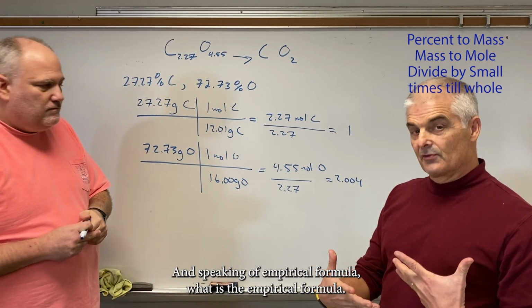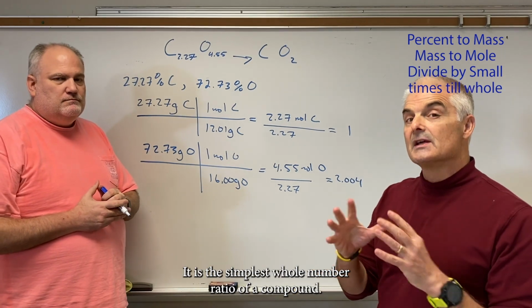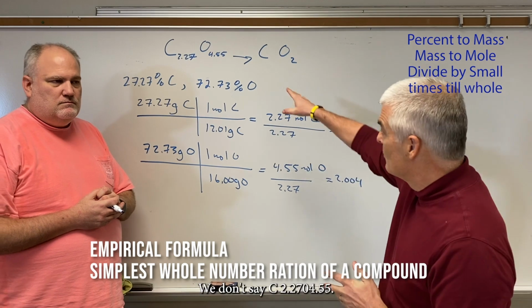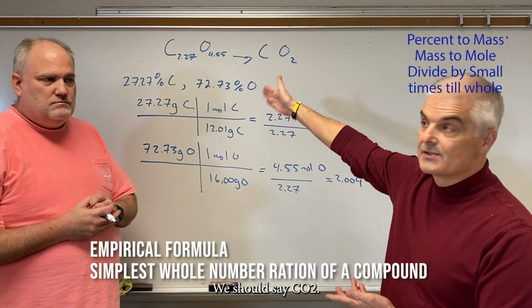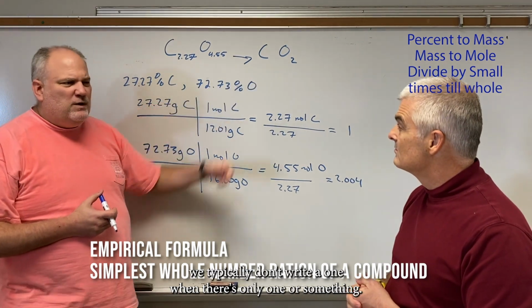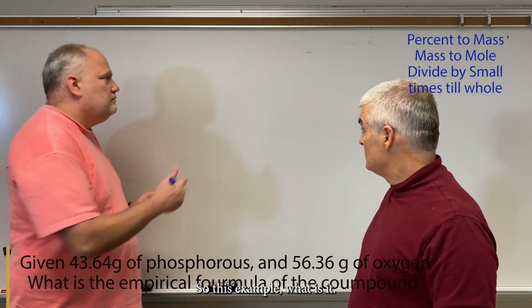And speaking of empirical formula, what is the empirical formula? What is the definition? You want to write this down. It is the simplest whole number ratio of a compound. We don't say C2.27 O4.55, we just say CO2. And by the way, the way we do it, we typically don't write a 1 when there's only 1 of something. Good point.